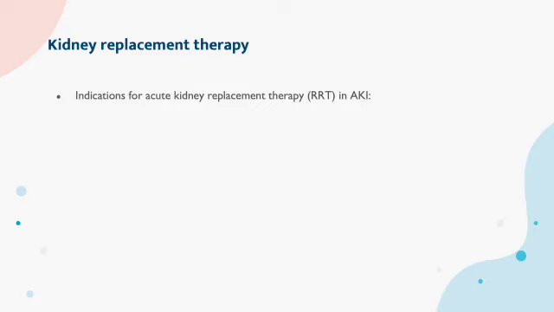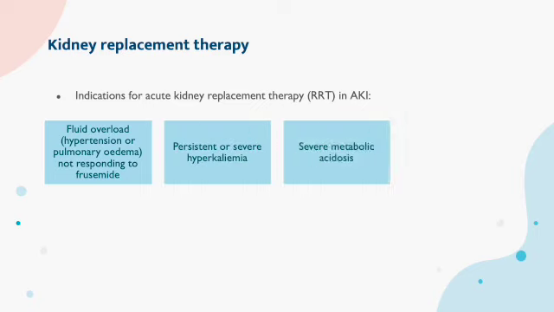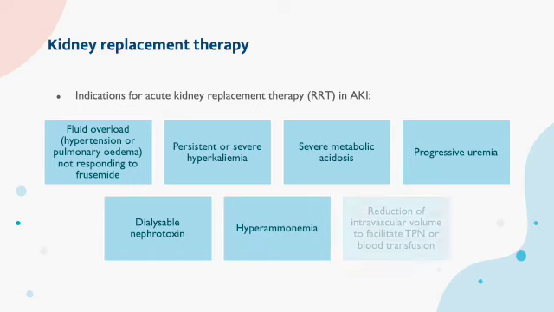The common indications for renal replacement therapy in AKI include fluid overload unresponsive to diuretics, persistent or severe hyperkalemia, severe metabolic acidosis, progressive uremia, dialysable nephrotoxin, hyperammonemia, and reduction of intravascular volume to facilitate TPN or blood transfusion.